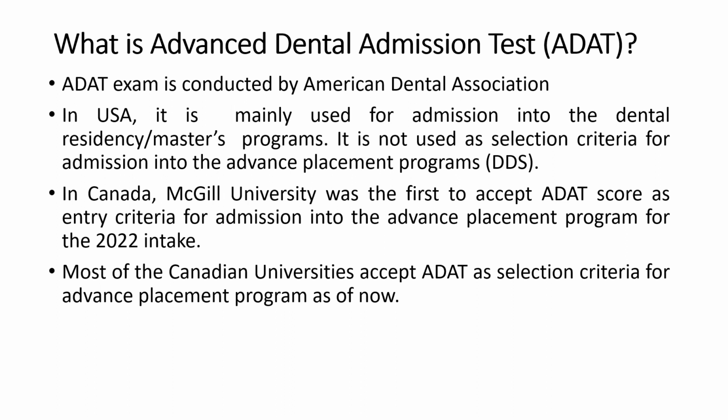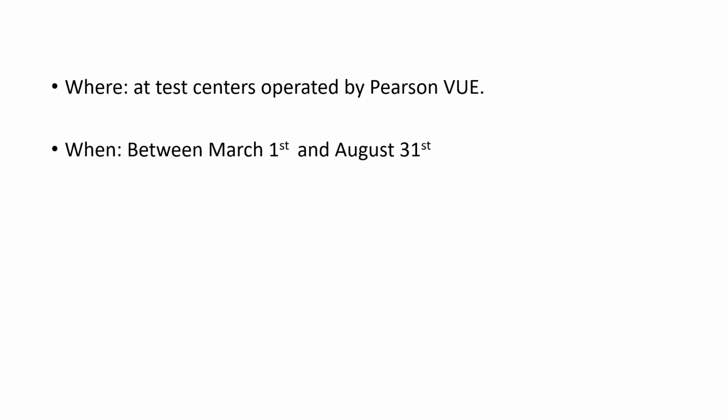In Canada, McGill University was the first university to start using the ADAT score as a selection criteria for admissions into its advanced placement program. And as of now, all Canadian advanced placement programs, except for those offered by Dalhousie University and Western University, accept the ADAT exam as the selection criteria. These ADAT exams are conducted at the Pearson VUE Center across USA and Canada, and these exams are conducted between March 1st and August 31st of each year.